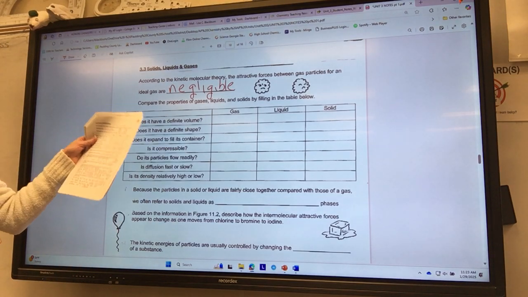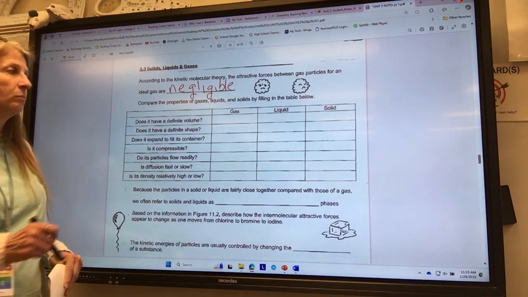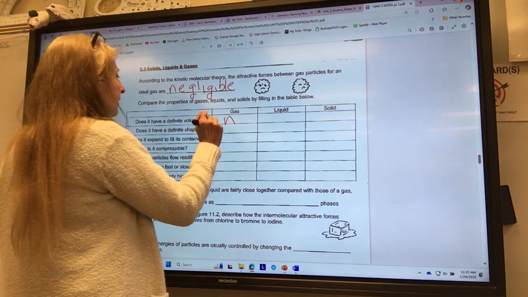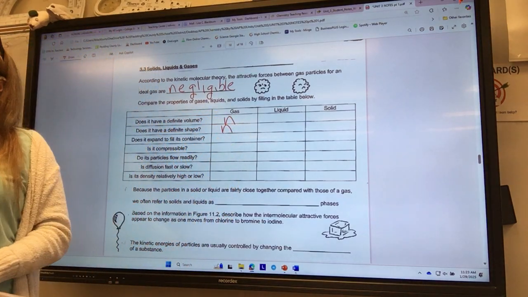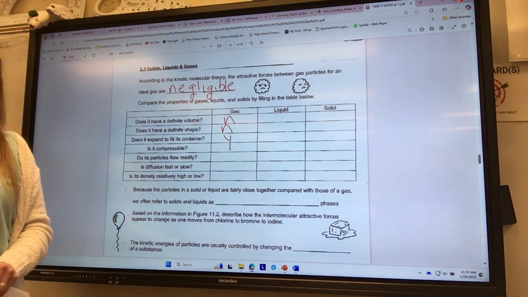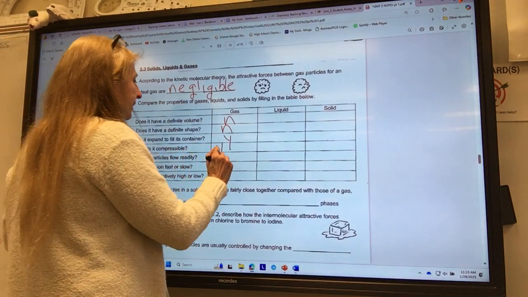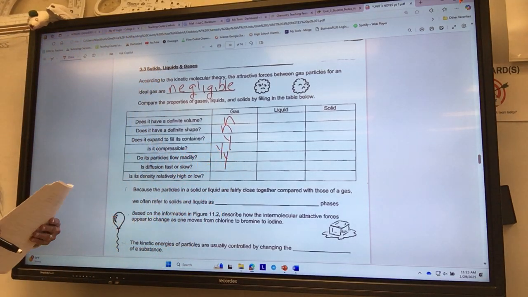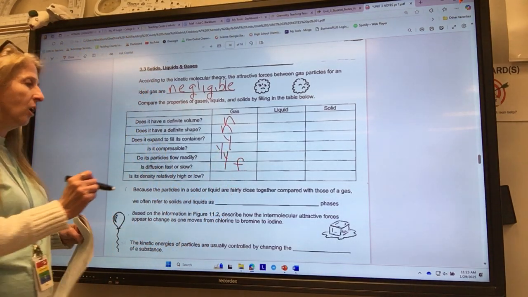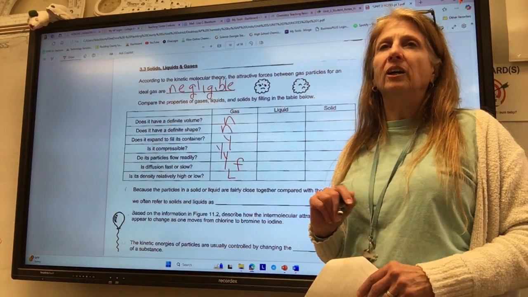So let's review these questions about gas. Does gas have a definite volume? No. Does it have a definite shape? No. Does it expand to fill its container? Yes, right? Is it compressible? Yes, that's how pistons work. Do its particles flow readily? Yes. Is diffusion fast or slow? Fast. Is density high or low? Low. Everybody agree to that? That was not new information, was it?